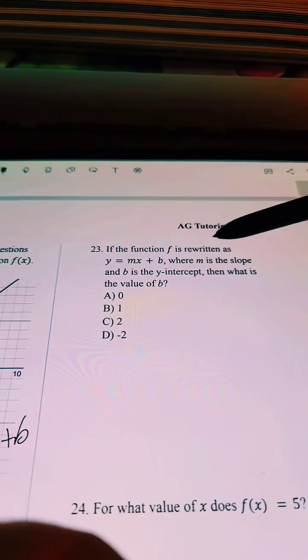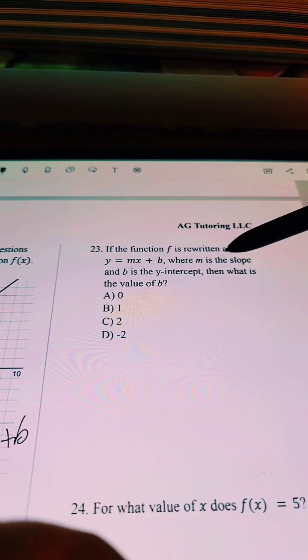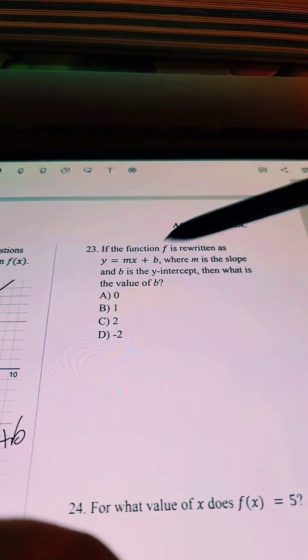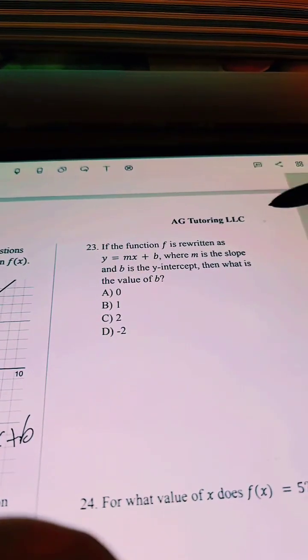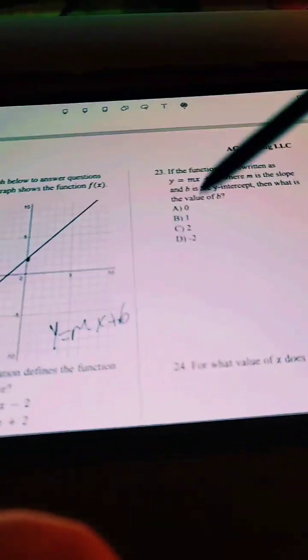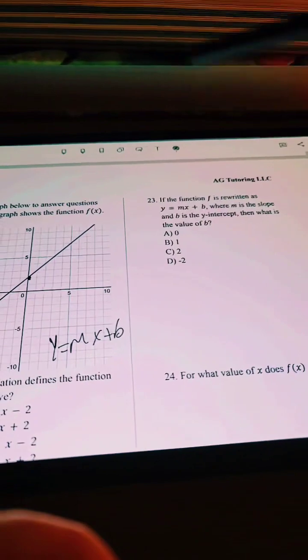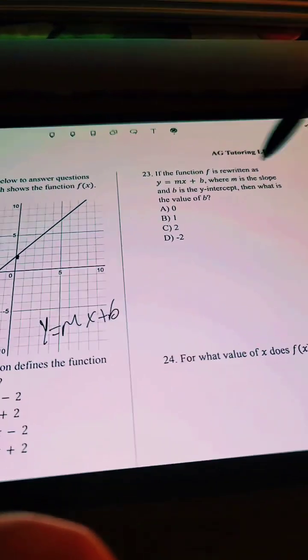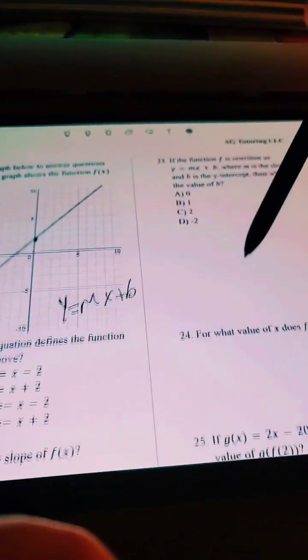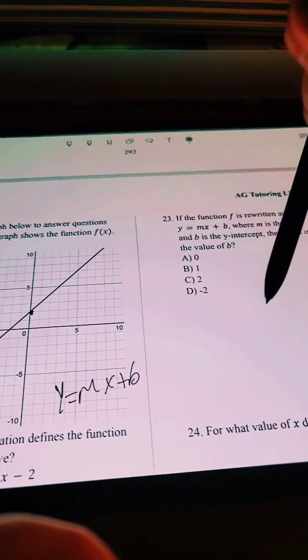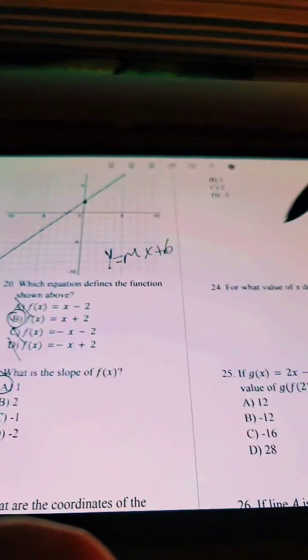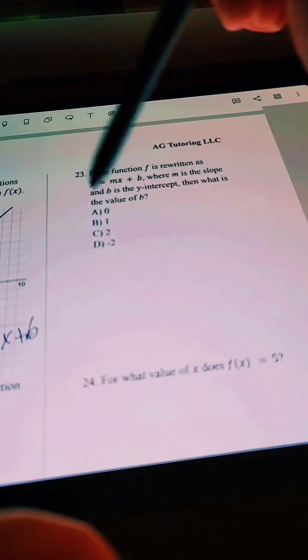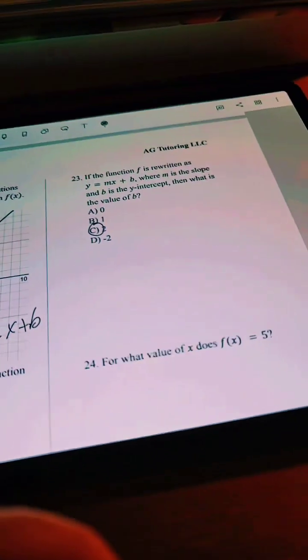If the function f is rewritten as y equals mx plus b, where m is the slope and b is the y-intercept, then what is the value of b? So this is referring still to the same function right here. And it's just kind of giving you extra words to try to confuse you. It's just asking what is b, what is the y-intercept, which we know is just 2. So C.